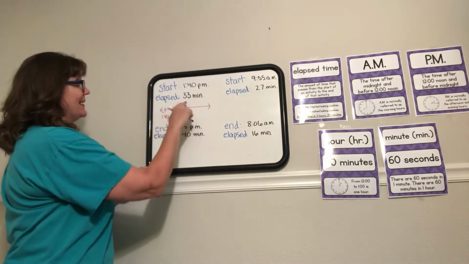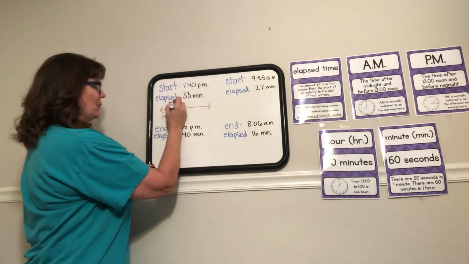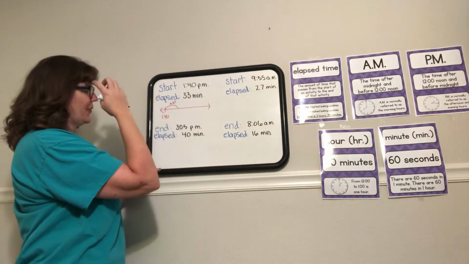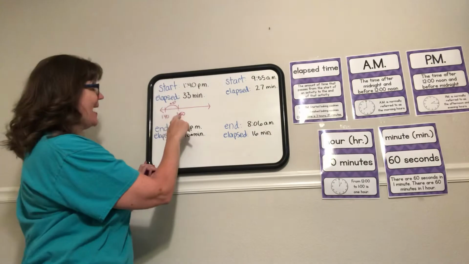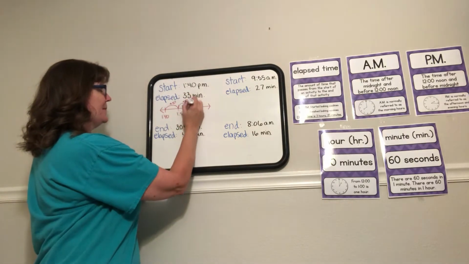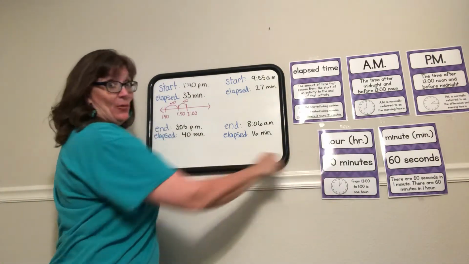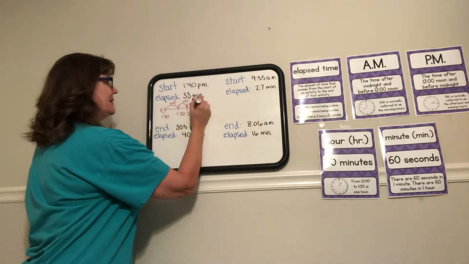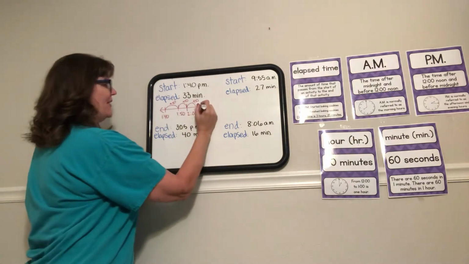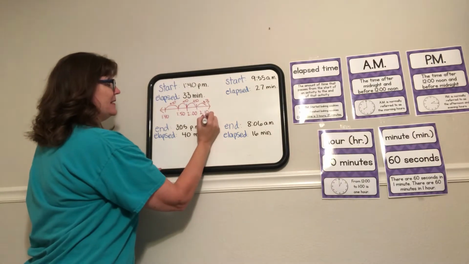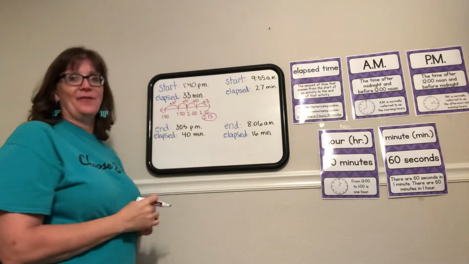So the start time is 1:40. Elapsed time is 33 minutes. So I can count up in intervals of 10. So I'm adding 33. If I add 10 to 1:40, it's 1:50. If I'm adding another 10 to 1:50, it's 2 o'clock. Remember, there are 60 minutes in an hour, okay? I can add another 10 minutes, and it's 2:10. So I've added 10, 20, 30. I just have to add 3 more. And the end time would be 2:13 p.m. because I'm in the afternoon, okay?